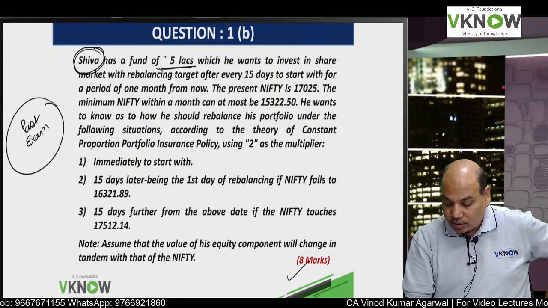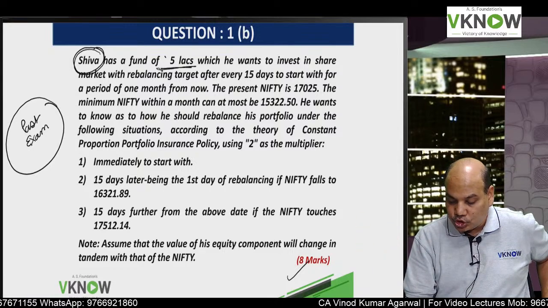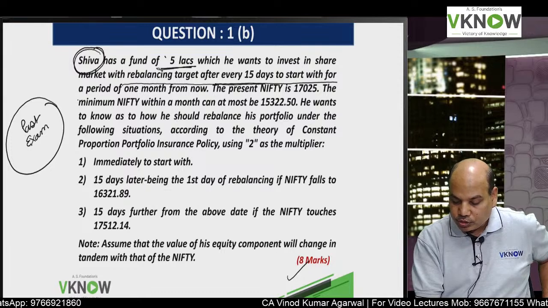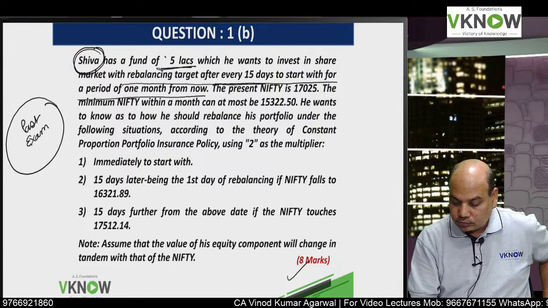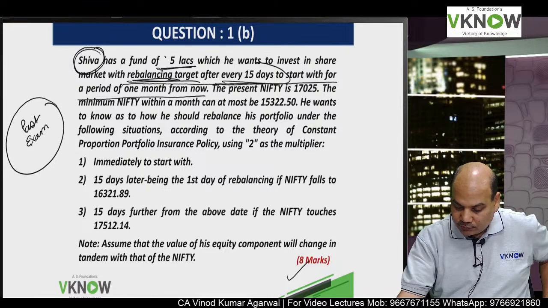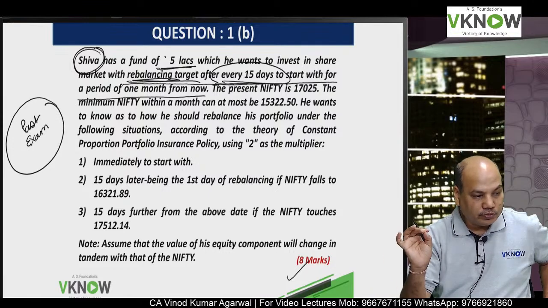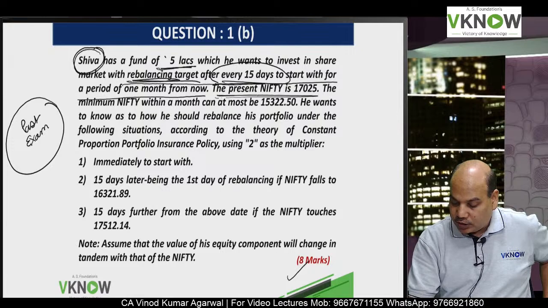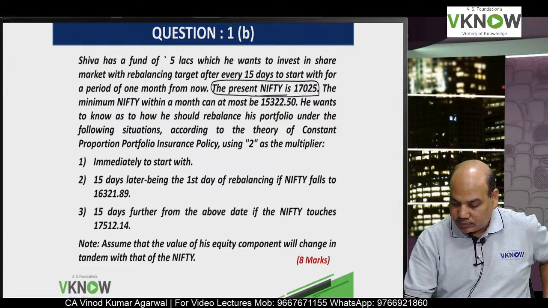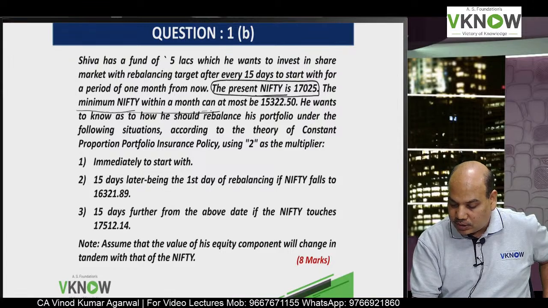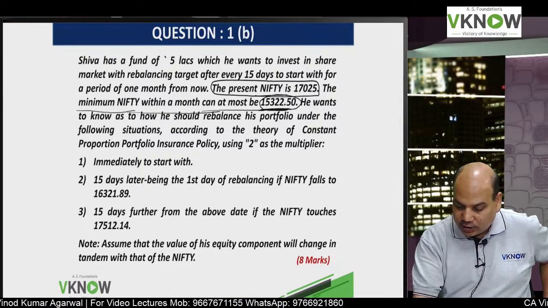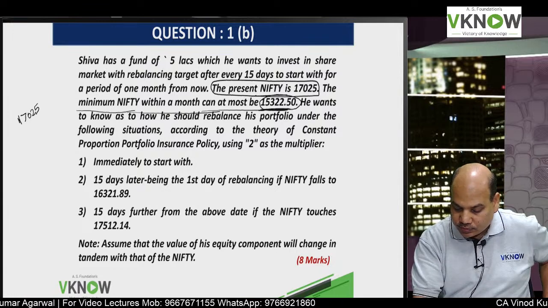Which he wants to invest in the share market with a rebalancing target after every 15 days to start with, for a period of 1 month from now. So he wants to rebalance his portfolio after every 15 days for a period of 1 month. The present spot Nifty is 17025. The minimum Nifty within 1 month can be at the most 15322.50.